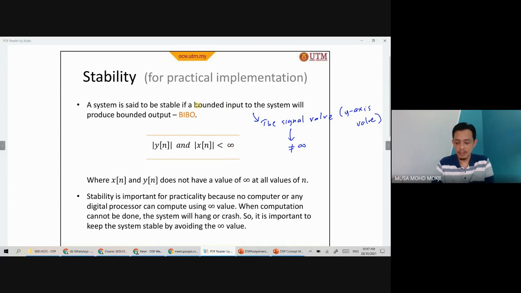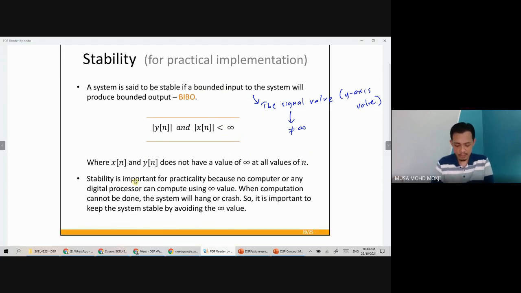So this is what we're going to check on our input. If you have a system that has input and output, check the input. Is there any infinity value in the inputs? Then you run the system and check again. Is there any infinity value in the output? If there is nothing, not in the input and not in the output, the system is stable. If you found some value, either at input or output, which is infinity, then the system is not stable. That's the basic idea.